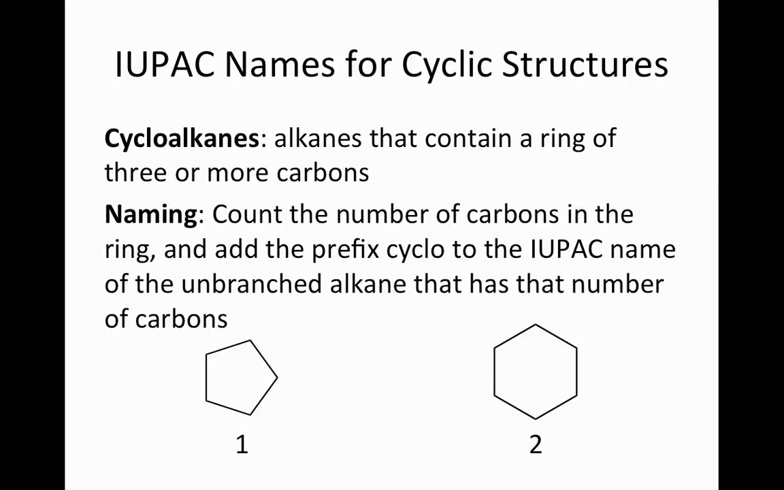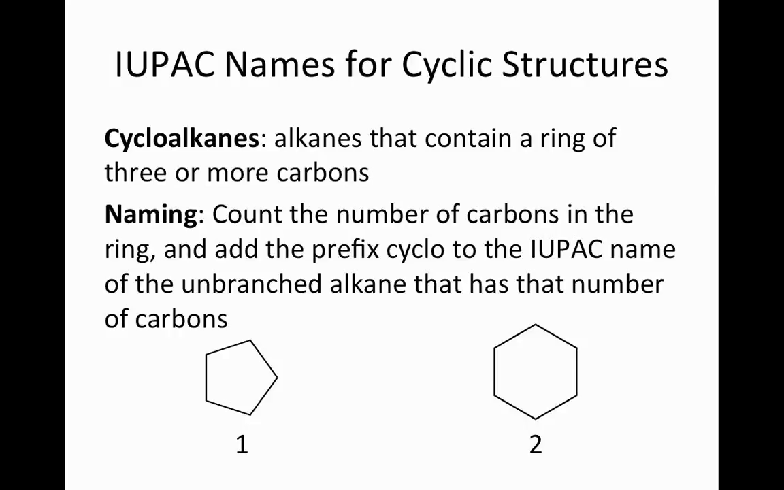So for example, on the bottom left, we see a ring that has 5 vertices in it. We know that using bond line formulas, each vertex indicates a carbon atom. So the 5 vertices means there are 5 carbons in the ring on the bottom left, compound 1. An unbranched alkane with 5 carbons we would call pentane. Therefore, this cyclic cycloalkane with 5 carbons in it we would call cyclopentane.